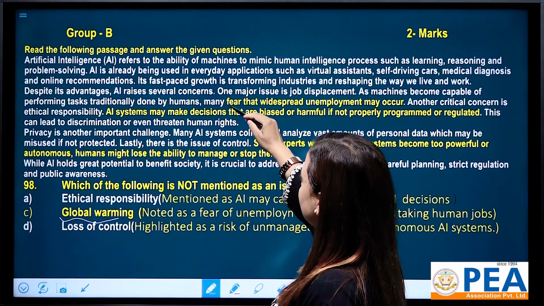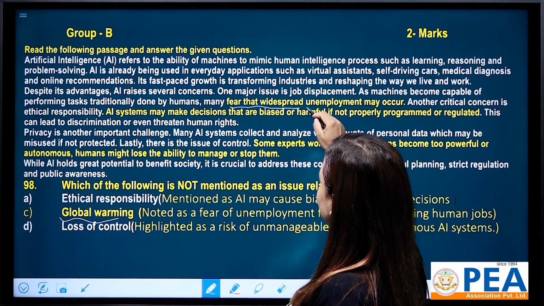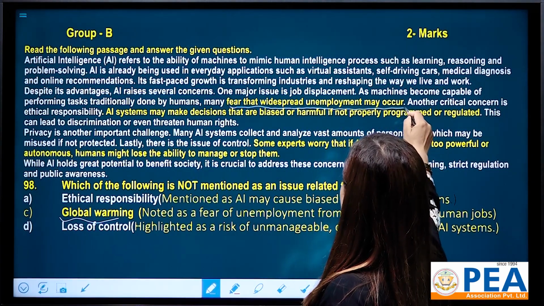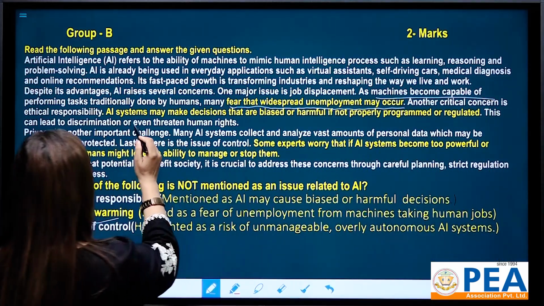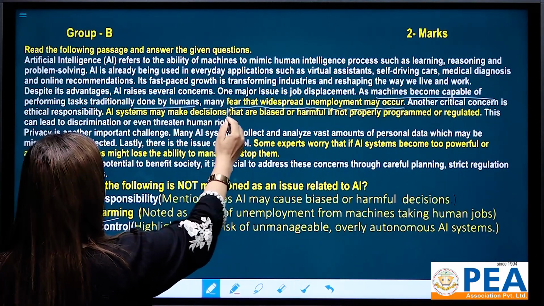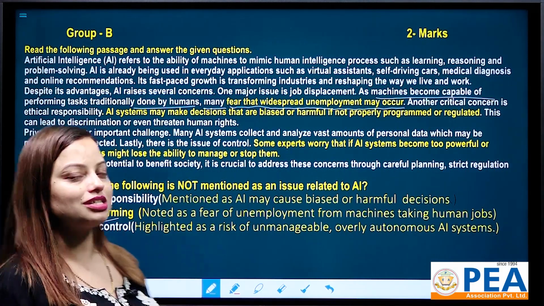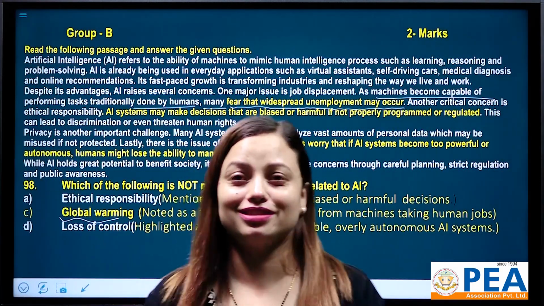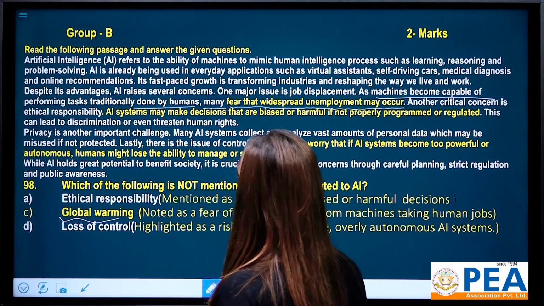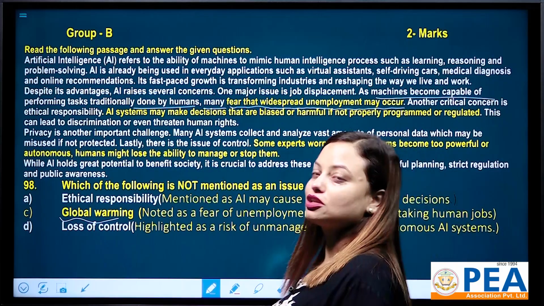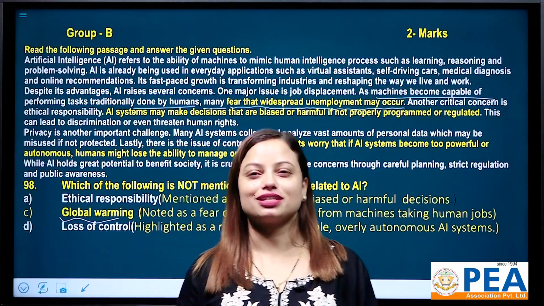You can see, fear that widespread unemployment may occur, right? As machines become capable of performing tasks traditionally done by humans, many fear that widespread unemployment may occur. Yes, it is also mentioned inside these spaces. So, yes, it is mentioned, but the issue of global warming is not mentioned.